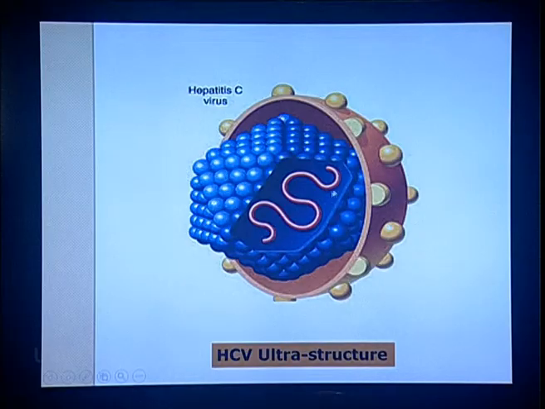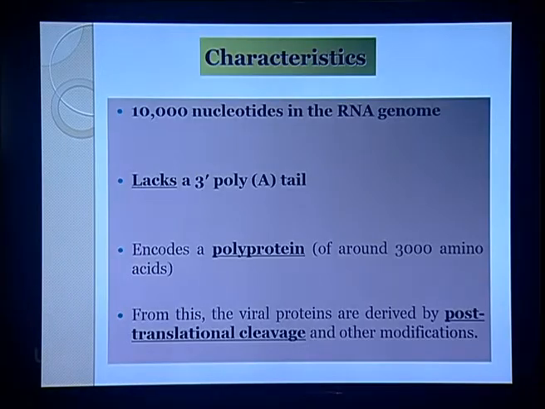This RNA genome, if I go back to this slide, actually lacks a 3' poly A tail. Now, this RNA genome also codes for a polyprotein. What is meant by a polyprotein? It can undergo a series of cleavage reactions and lead to the formation of functional proteins.